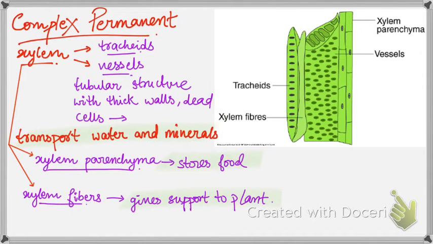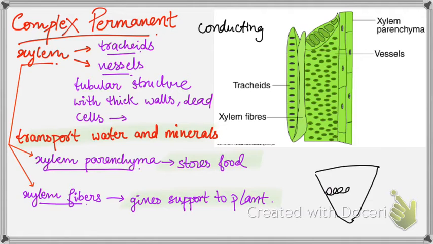Now we'll move on to complex permanent tissues. These types of tissues are conducting tissues and they constitute the vascular bundle, in which we find xylem, phloem and cambium, which gives rise to new cells of xylem and phloem. As they are permanent tissues, they do not divide. Once they are born, they live in the plant till they become dead cells.